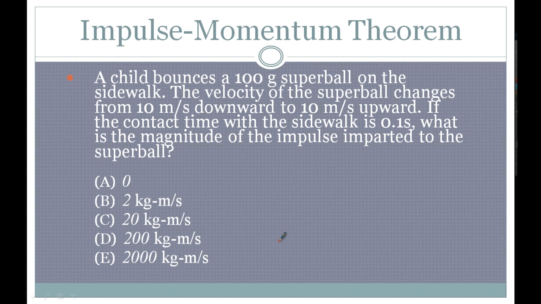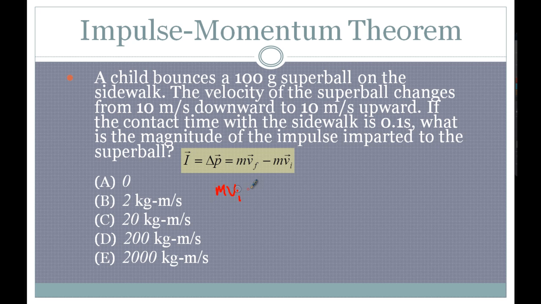Okay, and here's a simple little one. A child bounces a 100-gram super ball on the sidewalk. The velocity of the super ball changes from 10 meters per second downward to 10 meters per second upward. If the contact with the sidewalk is 0.1 seconds, what is the magnitude of the impulse? Remember, the impulse equals the change of momentum, so we have to find the momentum before and after.